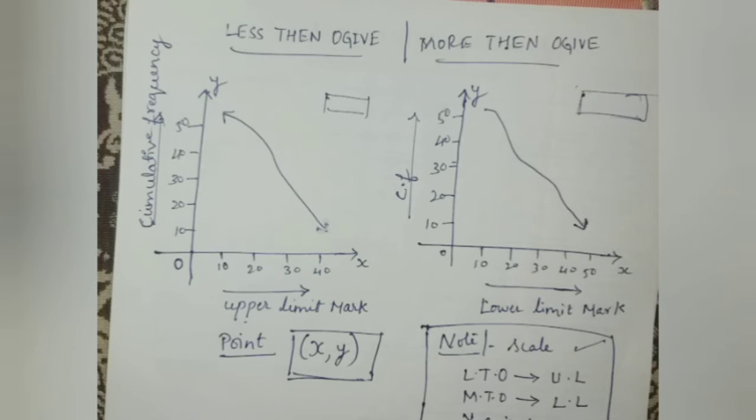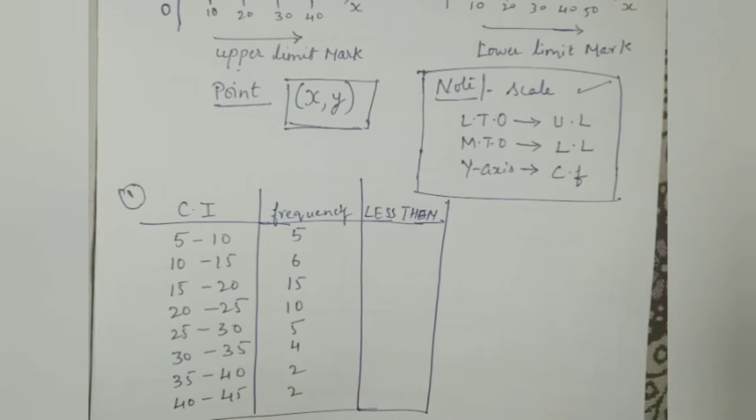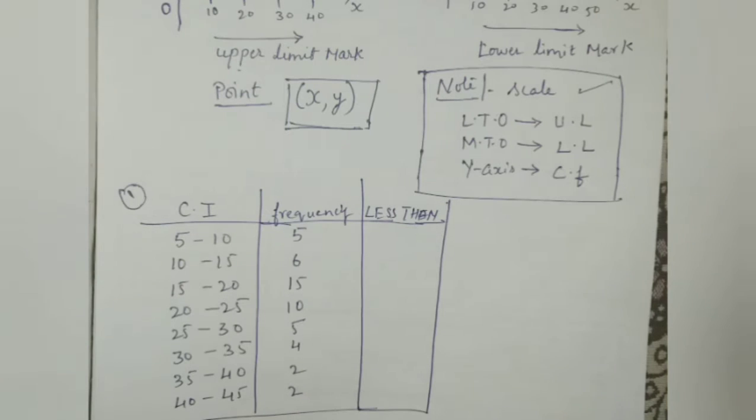So I'll consider a problem and I'll show you how to find the graph. This is a problem, guys. Now I need to find the less than graph and more than graph for this problem. First we'll consider less than. So I took a less than column, and now I need to find the less than values. In previous videos, while doing median, I told you how to find cumulative frequency, right? The same way, here also we need to find less than values.